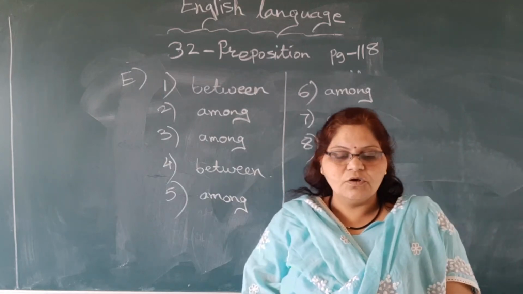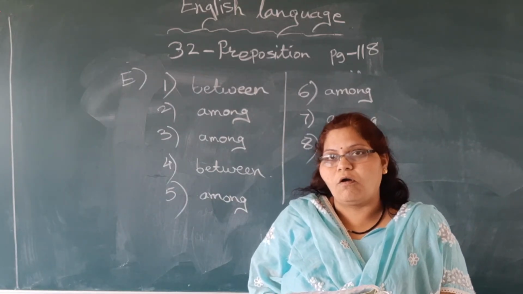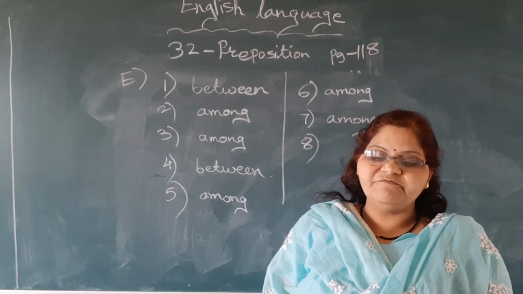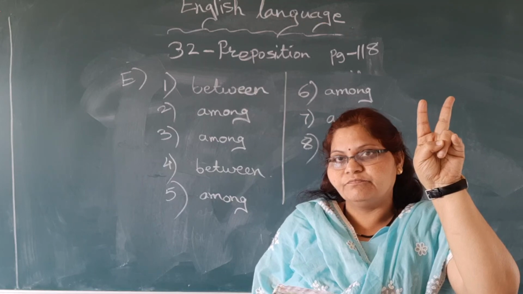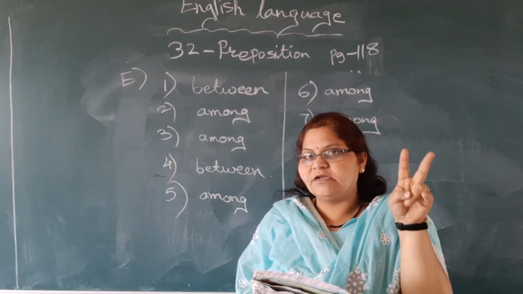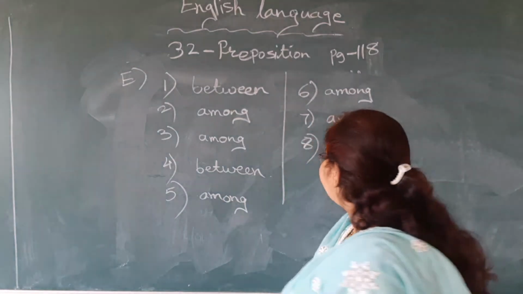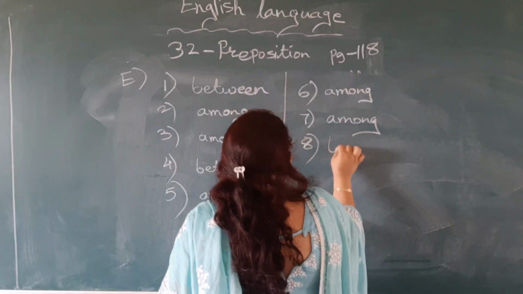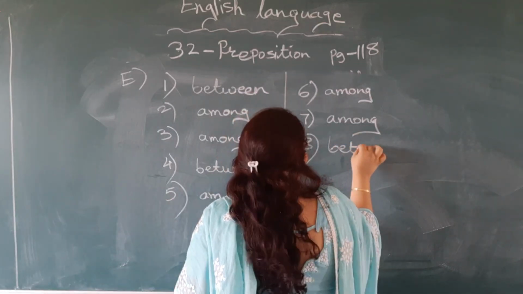8th sentence. What is the difference dash a crow and a rook? So what is the difference? 2 birds are mentioned, crow and rook. So these are only 2. So when there are 2, what do we use? Yes, it is between. So write the answer, that is between, for sentence number 8.